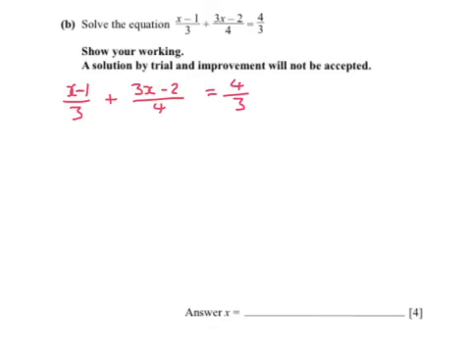When we're faced with an equation that's got fractions, in order to solve it, we want to, in essence, remove the fractions. And to do this, we must first find a common denominator. So our common denominator here, or lowest common denominator, is 12. So we're going to multiply each term by 12.